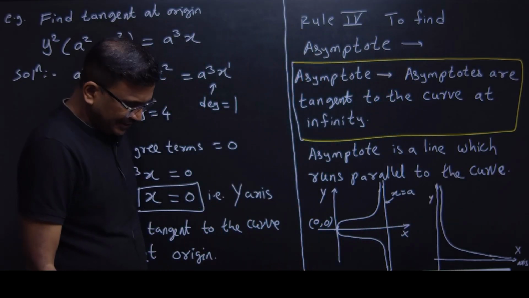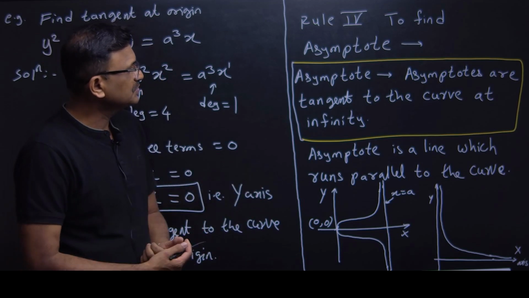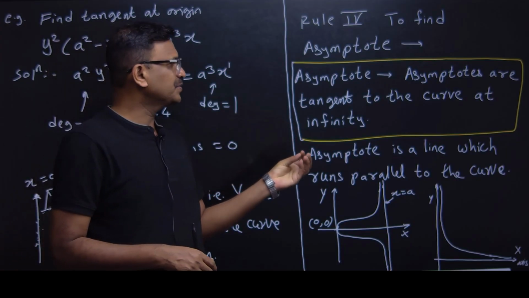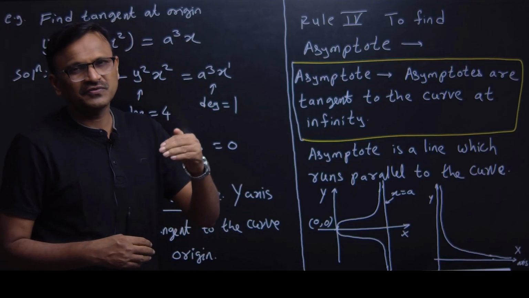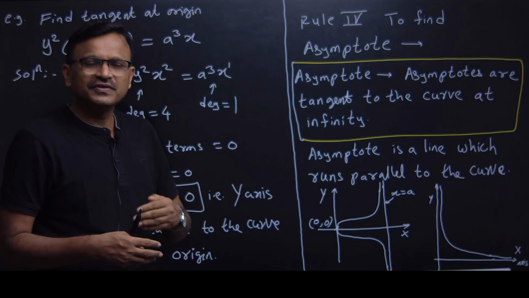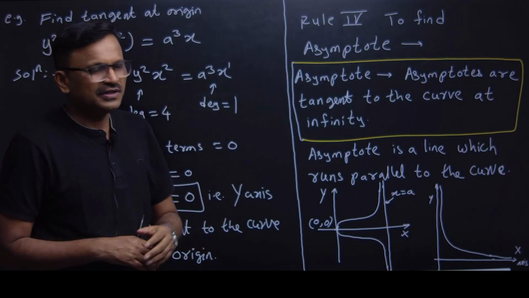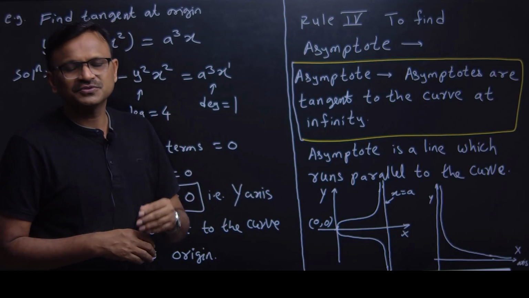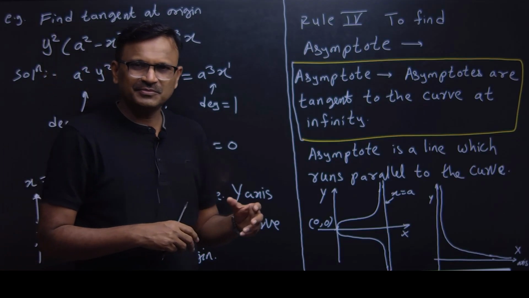Now the next rule that we will discuss is to find asymptote. This next rule, rule 4, is to find asymptote. Now what is asymptote? Remember, asymptotes are tangent to the curve at infinity. In simple words, asymptote is a line which will run parallel to the curve, or the curve runs parallel to the asymptote. It will never touch the asymptote. The curve touches the asymptotes only at infinity. So theoretically it will touch the asymptote at infinity.